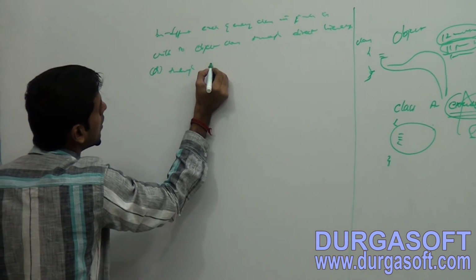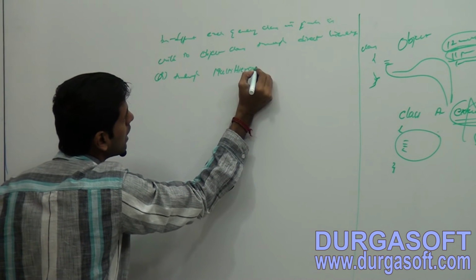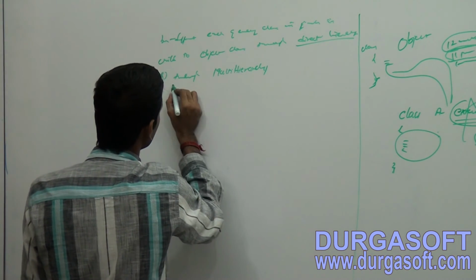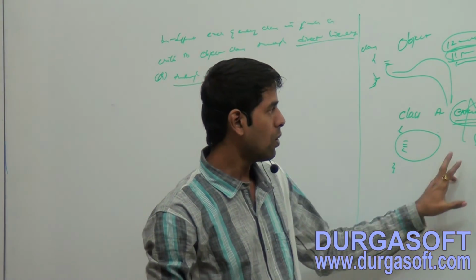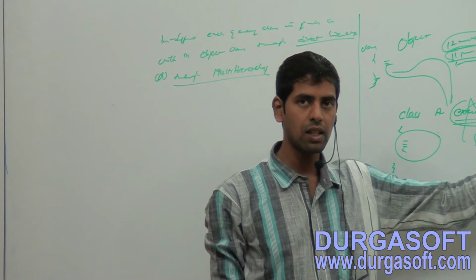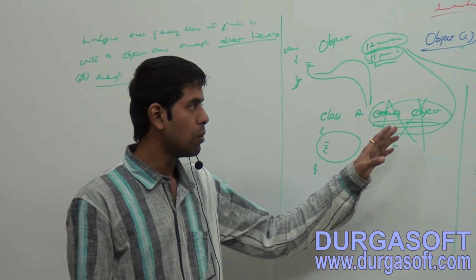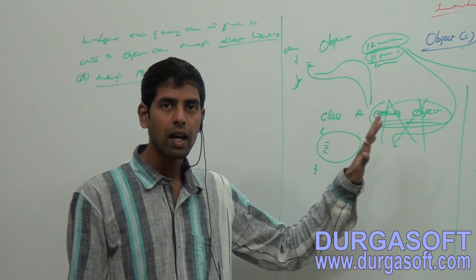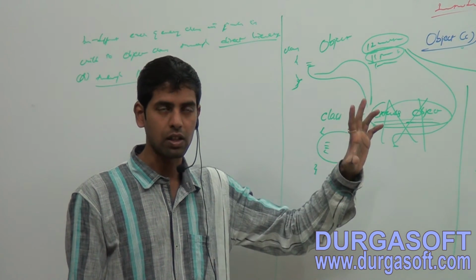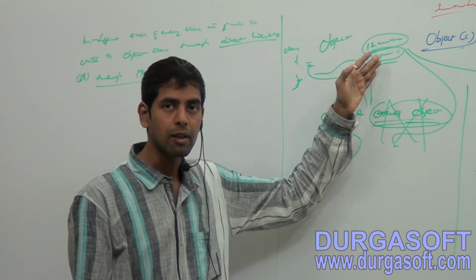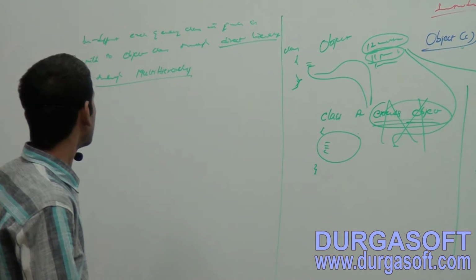or through multi-level hierarchy. What are direct hierarchy and multi-level hierarchy? Observe here, you would otherwise have to write this extends Object for each and every class. So by default, Java makes these classes children of the Object class, so that they can inherit the implementations of the Object class.